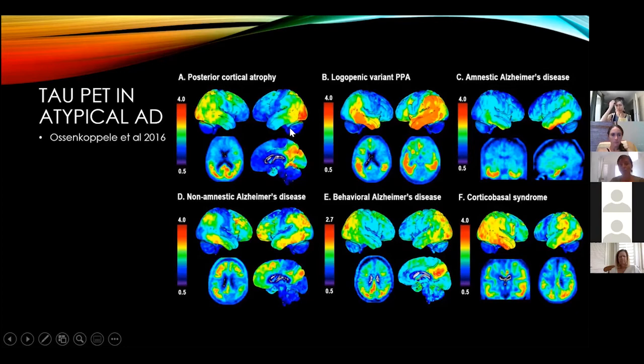Another unusual kind of Alzheimer's disease is posterior cortical atrophy, and this is where somebody has visuospatial problems early on as opposed to memory. And you can see in that case you get tau buildup in the posterior regions in the early stages. And then there's other unusual forms as well, and this group just did a really nice job of showing how tau PET really reflects where we would expect there to be underlying tau in the brain, but rather than waiting till autopsy, we can now see that during life.